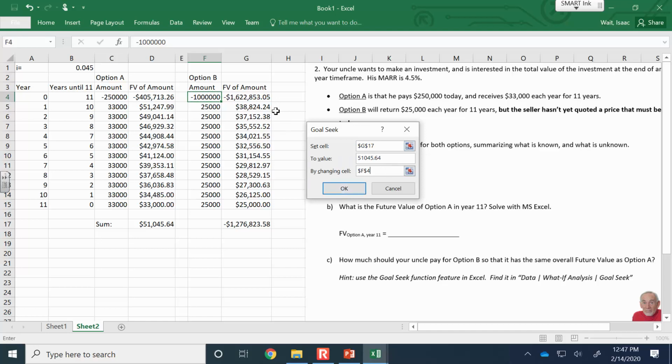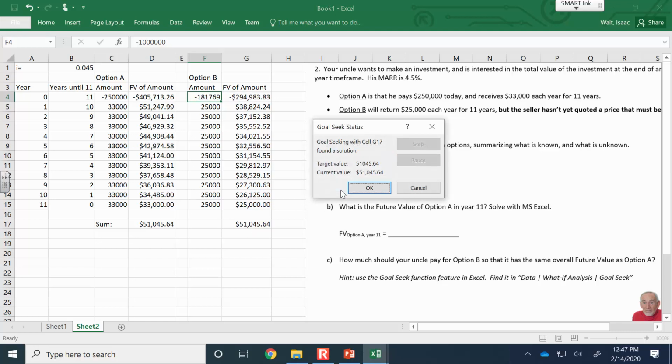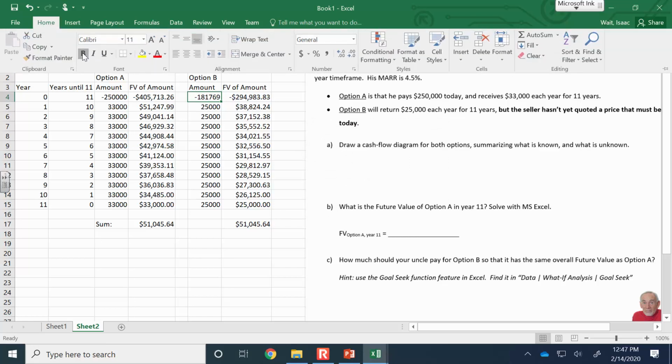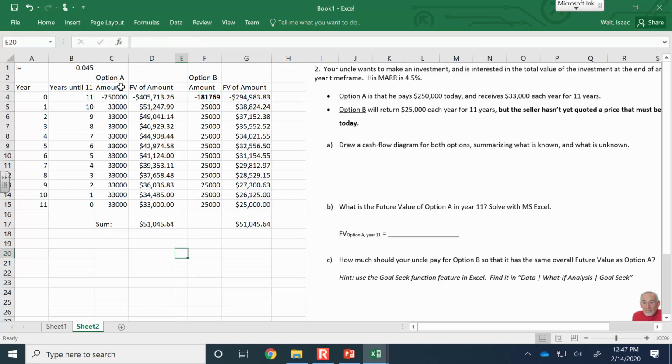So as soon as I click OK, it's going to keep changing around a bunch of different values in this cell, and it's going to be looking at G17, the sum of the future value of the amounts for option B, and it'll stop when it finally finds the input value, the purchase price, that's equal so that the cash flow diagram is the same. The future values of option A and option B are equal. So the answer for the second part of the question, how much should your uncle pay? Your uncle should pay $181,769.